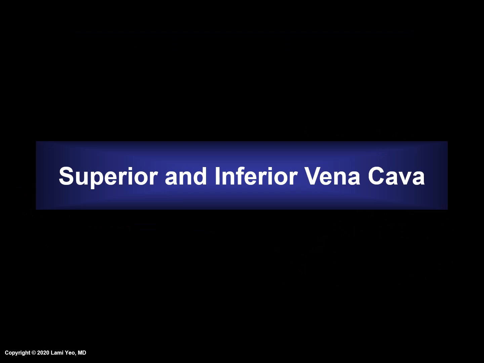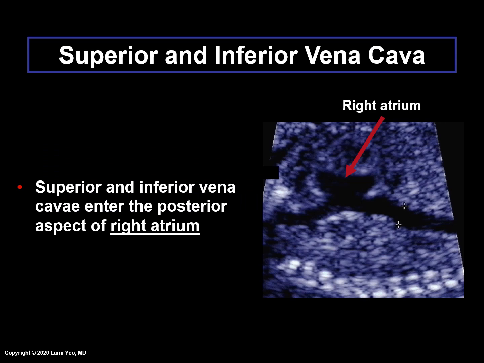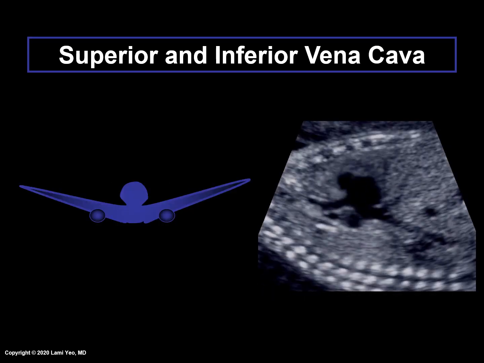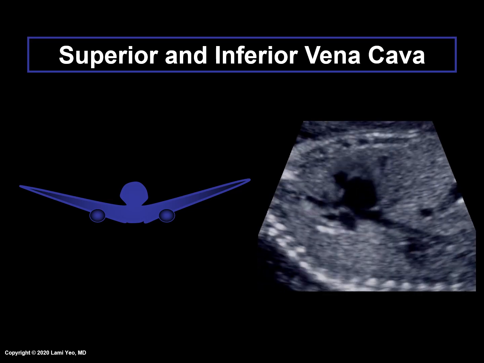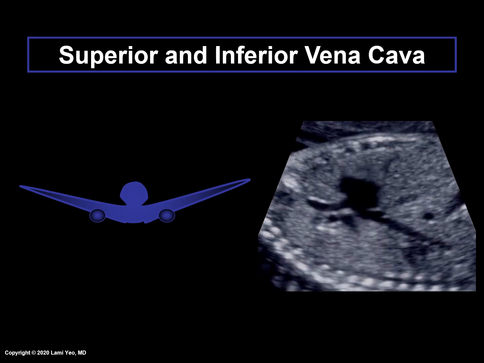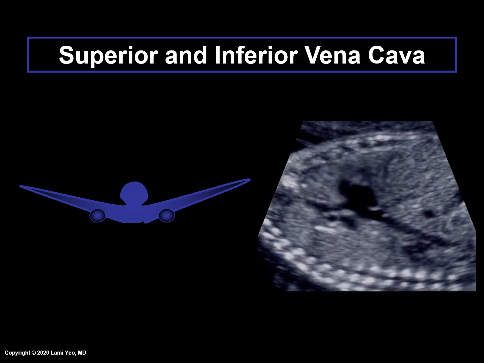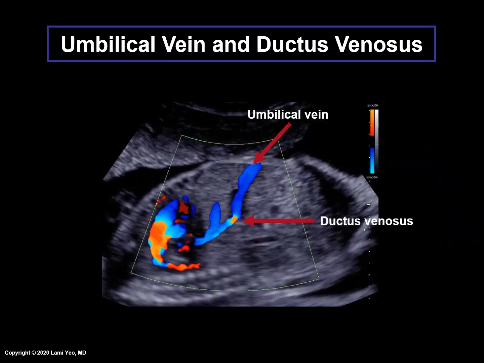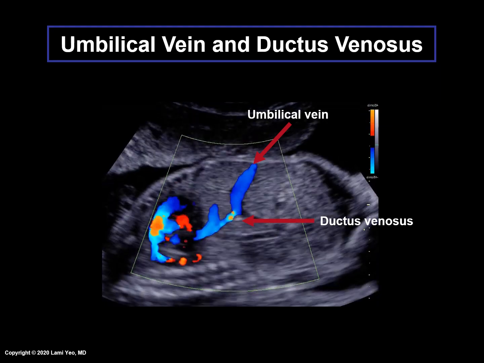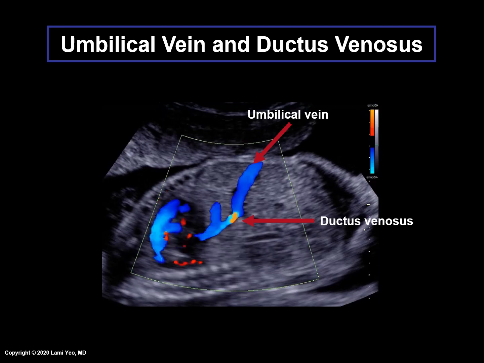Superior and inferior vena cava. In the right sagittal plane, the superior and inferior vena cava should be visualized entering the posterior aspect of the right atrium. Here is a video clip showing both vena cava entering the right atrium. This has the appearance of looking at an airplane which has landed at the airport, in which the wings are the superior and inferior vena cava. The inferior vena cava should not be confused with the umbilical vein and ductus venosus shown using color Doppler imaging in this video clip.